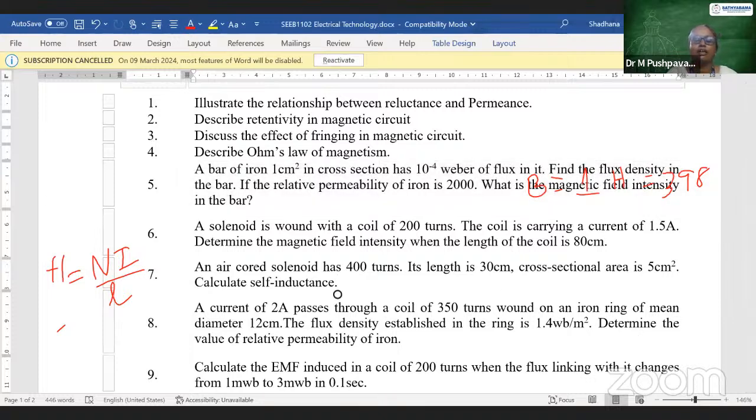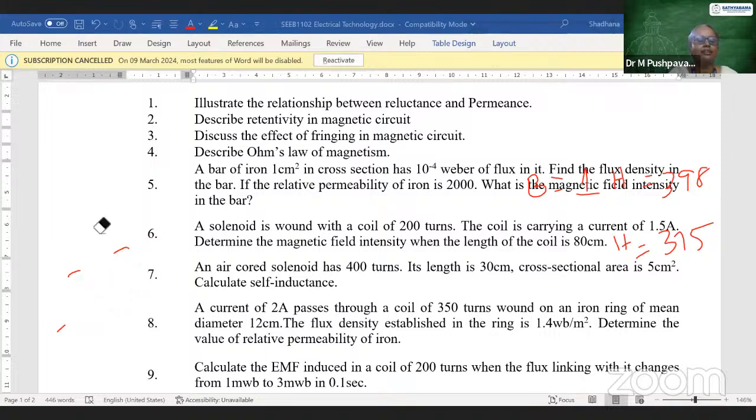H value is again 375 ampere turns per meter. Okay. Tell me the seventh problem. Seventh problem, what formula do we have to apply?